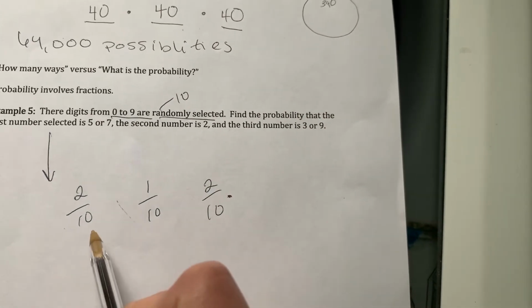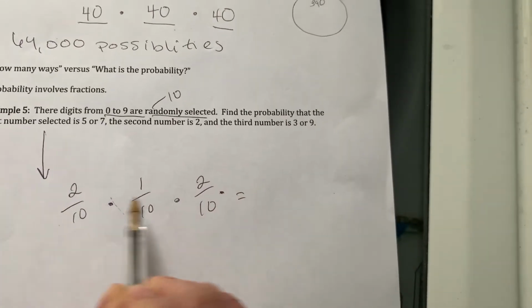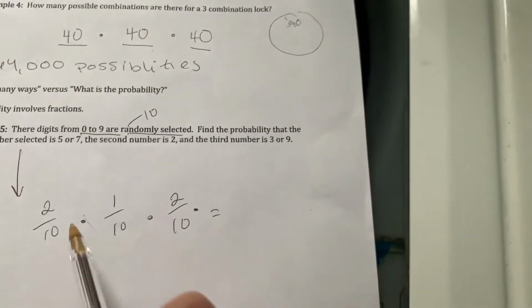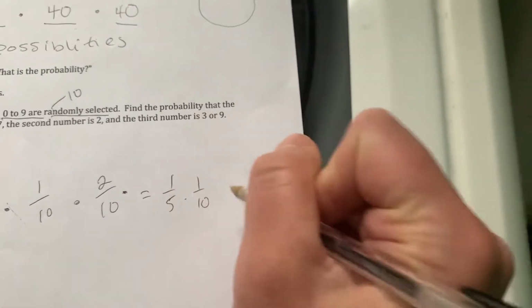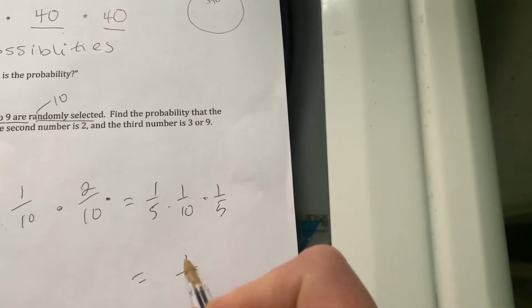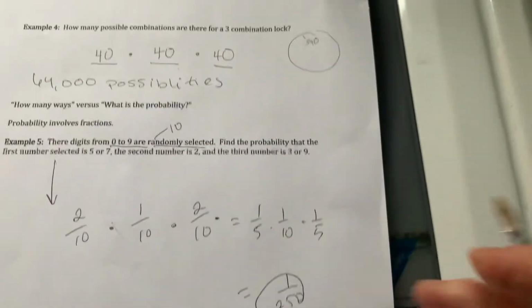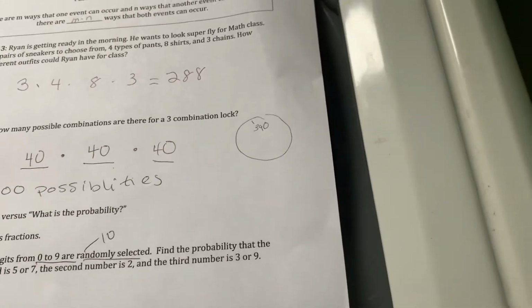So if it's a 2/10 chance and then a 1/10 chance and then a 2/10 chance, you multiply the numerators and denominators. Well, I'm going to reduce this. So 2/10 is a 5th. So it's going to end up being 1 over 250. Okay. So fundamental counting principle and basic probability is what we learned.